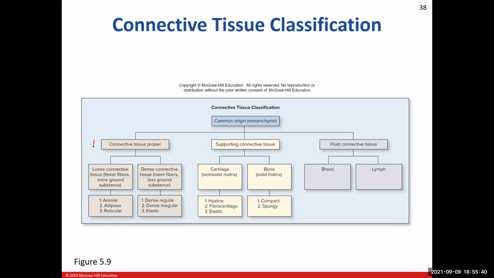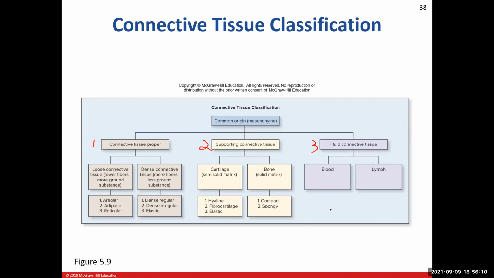All right, you have your connective tissue proper. The second type is supporting connective tissue. Our third type is going to be fluid connective tissue. And then, of course, we'll break down the first two types of connective tissue into subcategories. If we're talking about connective tissue proper, we have loose and dense connective tissue proper. And then for our supporting connective tissue, we have cartilage and bone. And then there's subtypes of that, which is cool.